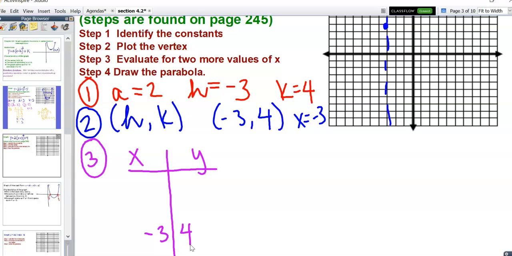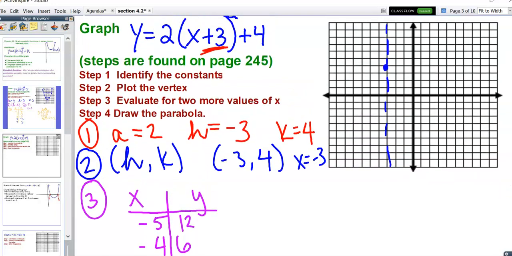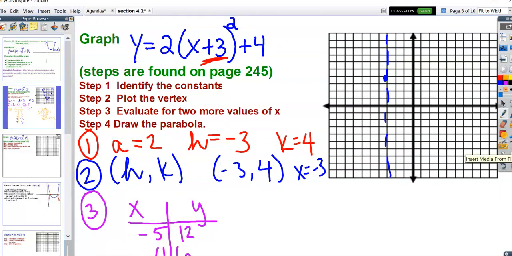If you substitute -4 in, you should be getting a value of 6. And if you substitute -5 in, you should be getting a value of 12. Plot those other 2 points. And then use the axis of symmetry to help you plot 2 more.